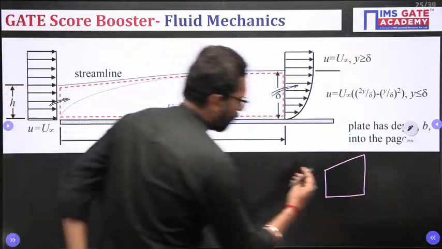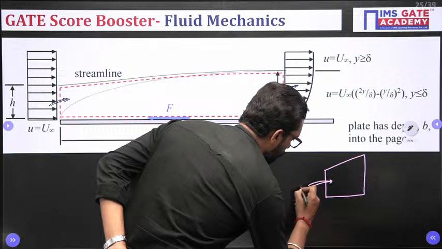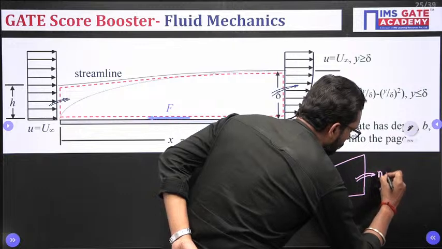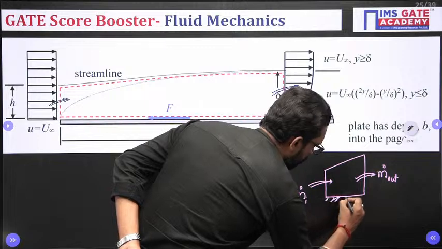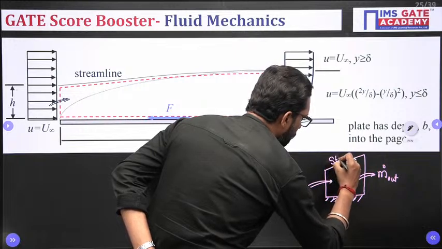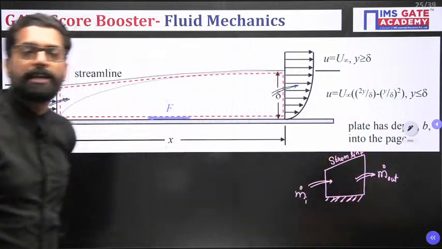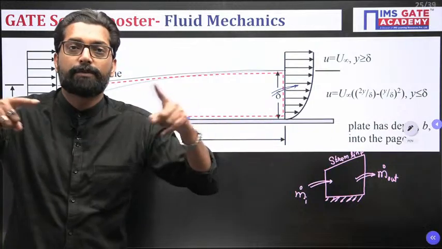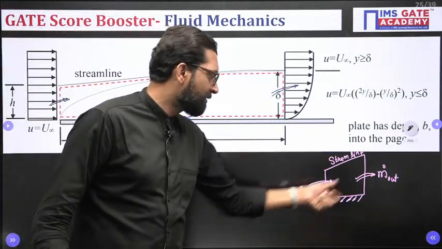So in this control volume, the mass flow rate is in here. Here the mass flow rate is out. Here is no, why? Because this is a solid boundary, no mass flow rate in or out. This is your streamline, so also there is no mass flow. If there were mass flow, there would be an intersection of two streamlines, and we know the streamline can never intersect each other. So only mass in and mass out is there.